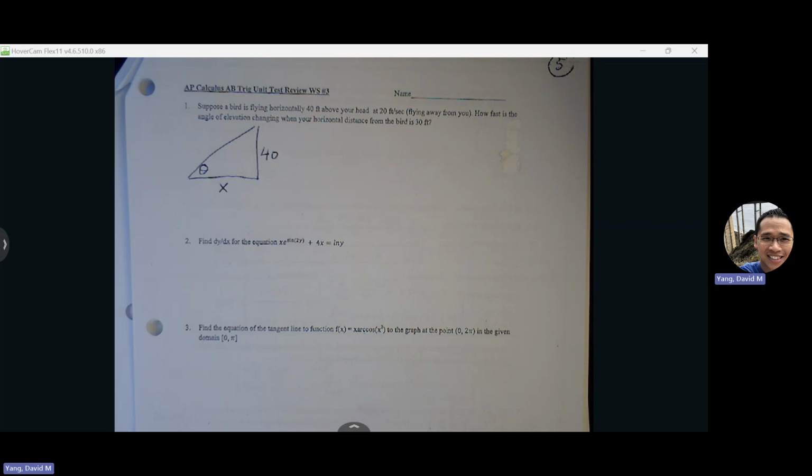But x is going to change. As the bird gets further and further away, that x is going to increase. And then we can expect that theta to also change as well. How fast is the angle of elevation changing when your horizontal distance from the bird is 30 feet? So we can use that 30 feet later on after we find the derivative, we're trying to create that second triangle to find the ratio.